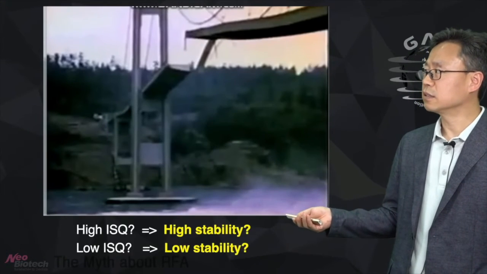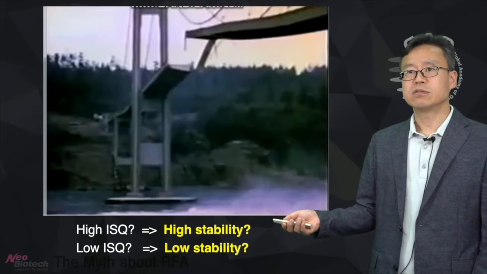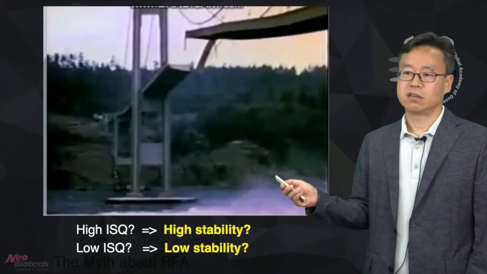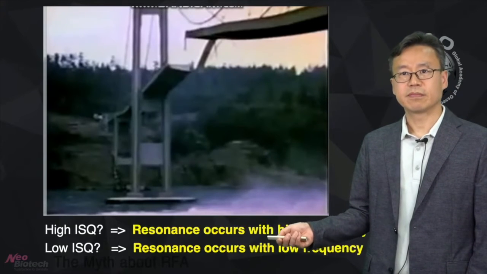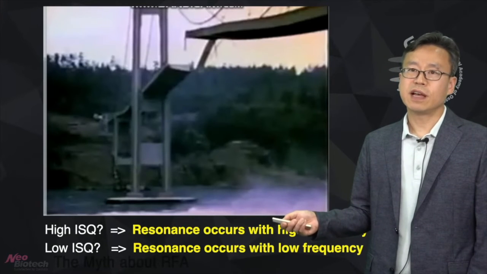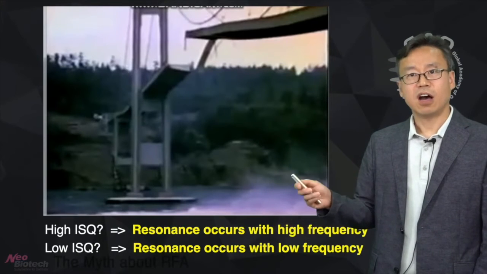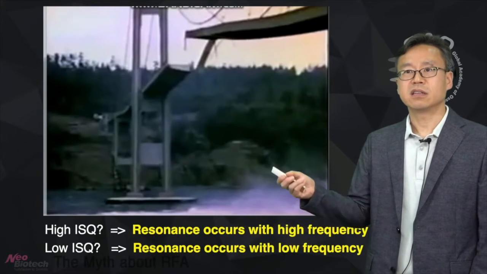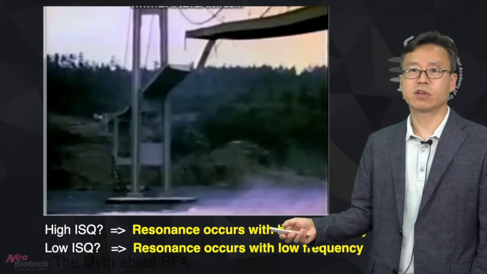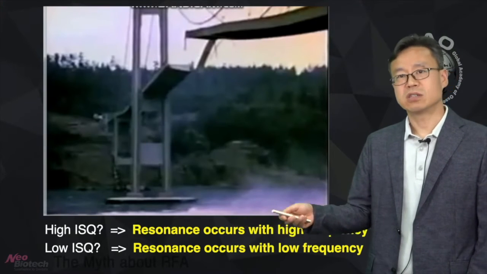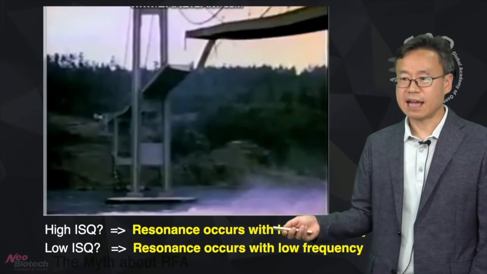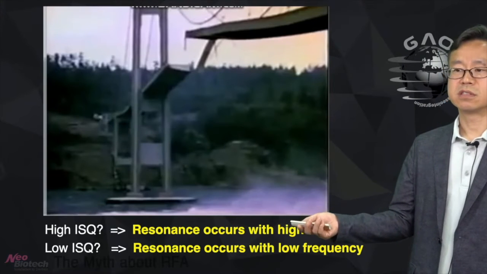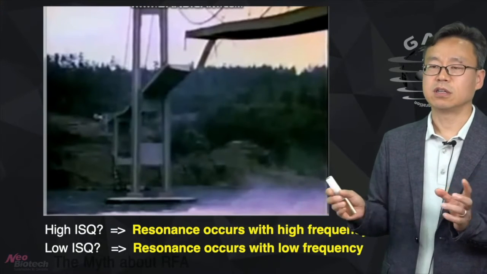So people think high ISQ values mean good stability of the implant, but is it really? Probably not. A high ISQ value just means the object, or the implant in this case, is vulnerable to high resonance frequency, which is low amplitude. So it does not necessarily mean it moves little. So they don't have much to do with each other.